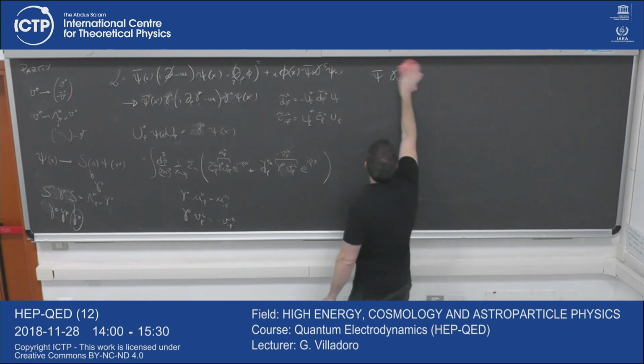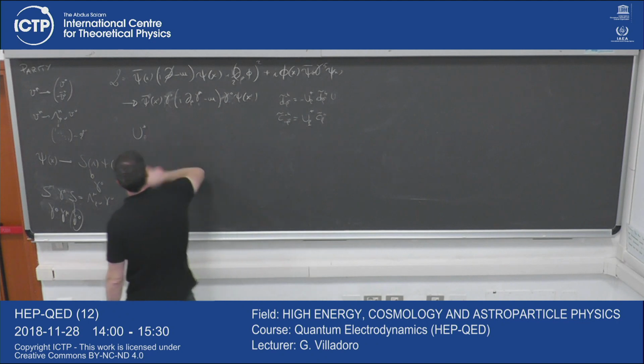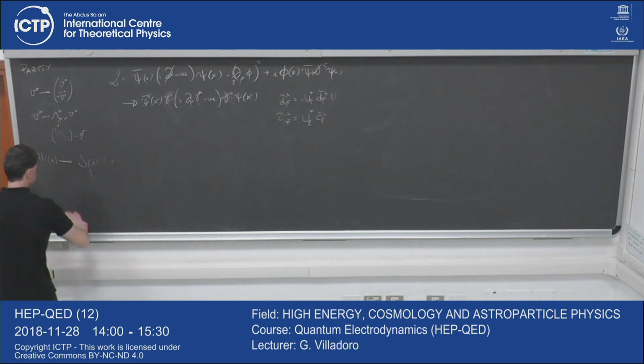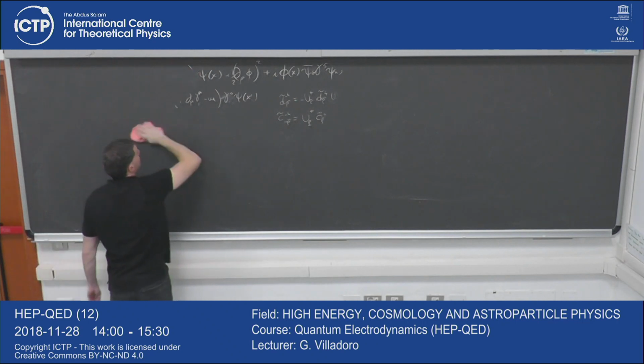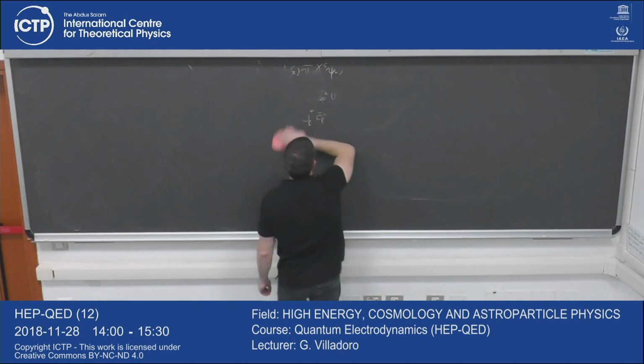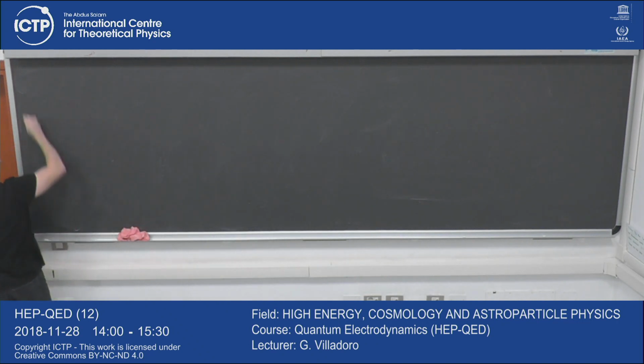Okay, now we move on to the second discrete symmetry. One we already saw for the complex scalar field is charge conjugation.